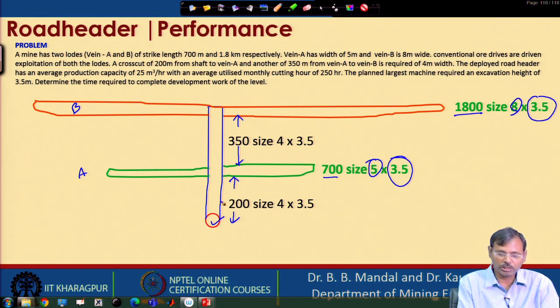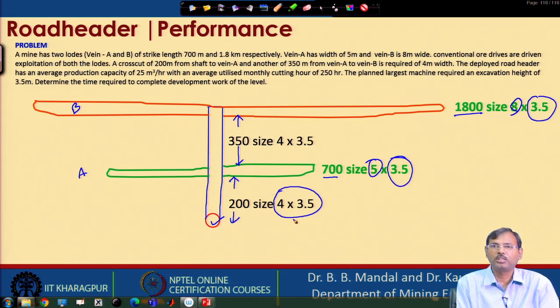And this is cross cut which is in the waste rock, and that is why our dimension is fixed 4 meter by 3.5 meter, because it is the dimension required for the machine size. So, these are the excavation we have to carry out in this level.